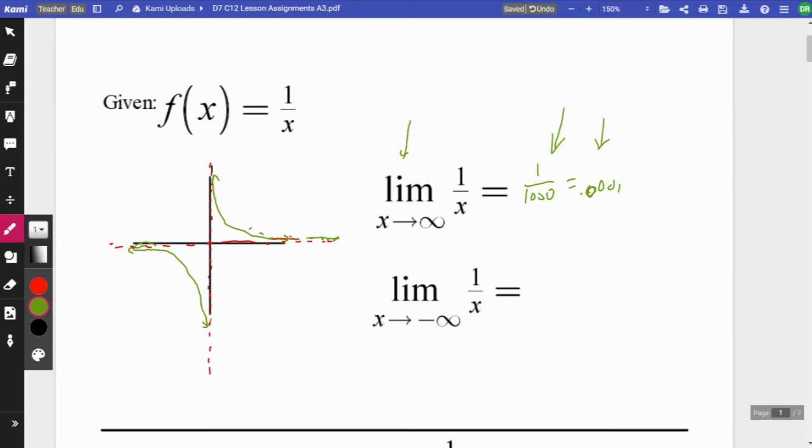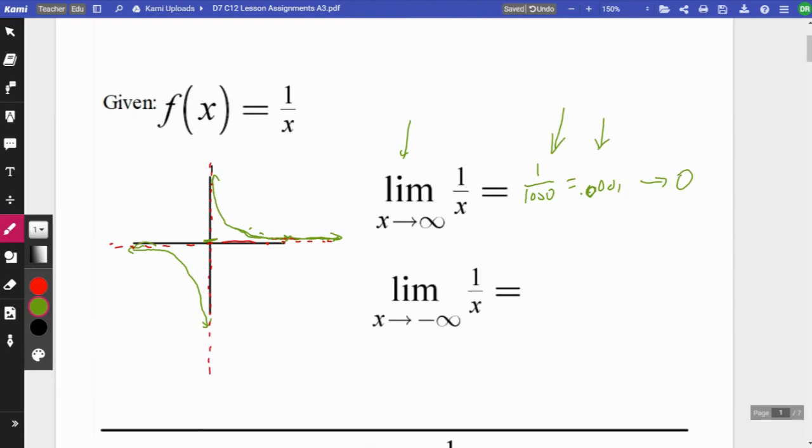And that's also what's indicated on this graph. As we go farther and farther out in the x direction, our graph is getting closer and closer to 0, to the height of 0 in the y direction. So we would say the limit of 1 over x as x approaches infinity is 0.